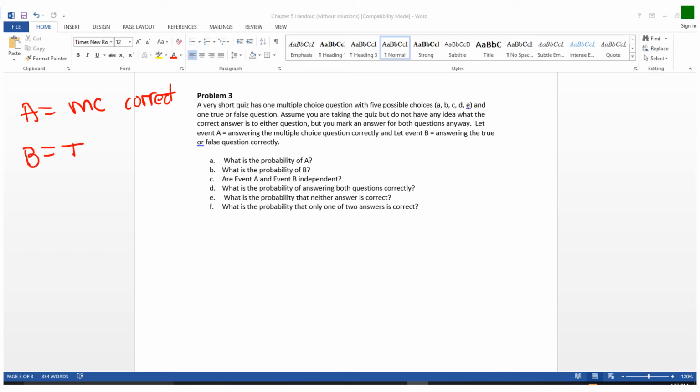And let's let B represent that you get the true and false question correct. Now, as you read this problem, it says you don't have any idea about the answer to either question. It's basically like a pop quiz. You're just randomly guessing. So they walk you through these questions.